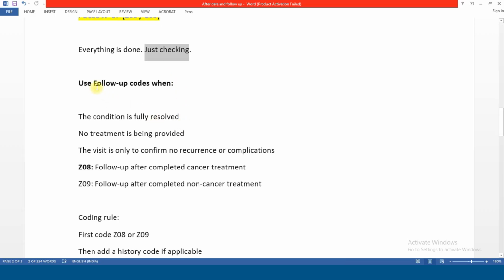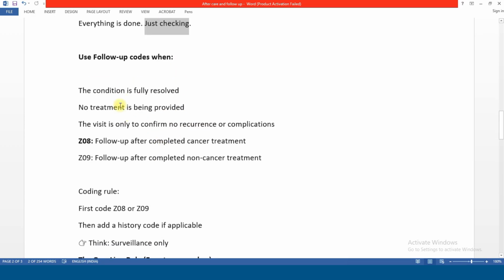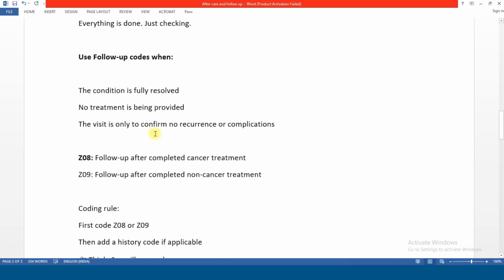When do you code follow-up codes? When the condition is fully resolved, at that time you can code follow-up. No treatment is being provided, so you can code follow-up codes. Mostly the follow-up visit is to confirm whether there is any recurrence or any complication related to the previous surgery.